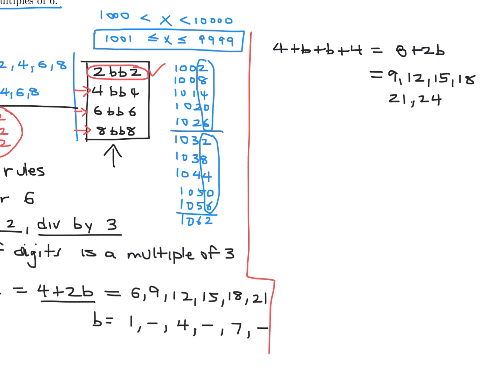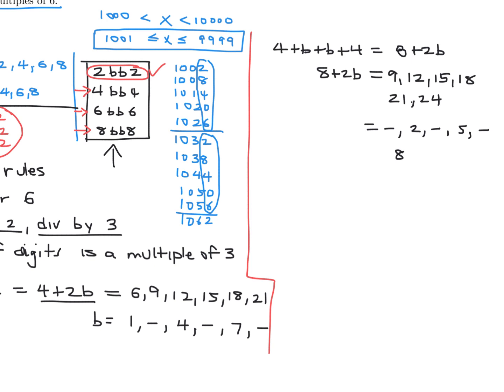Okay, so then you solve this equation. 8 plus 2B is equal to either one of these. And the solutions would be, well, some of these are not going to give you anything. 2, nothing, 5, nothing, 8.